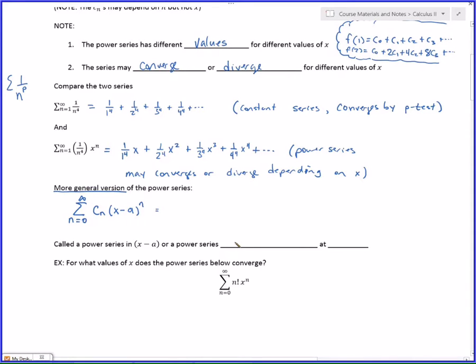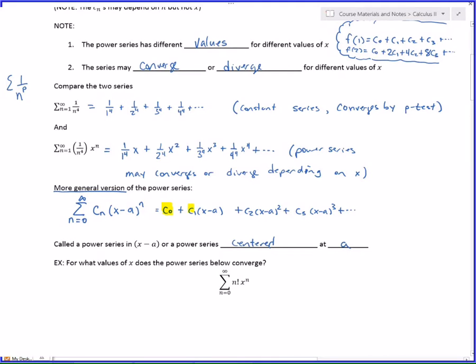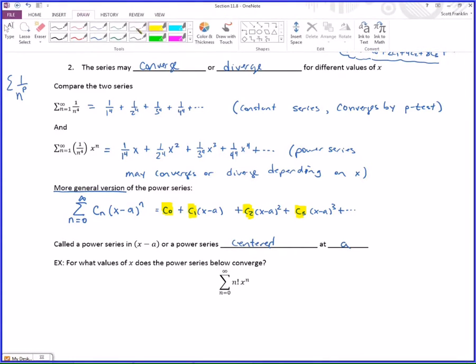I'm going to write out a few terms. Centered at a, this would look like C0 plus C1 times x minus a plus C2 times x minus a squared plus C3 times x minus a cubed plus and so on. I'm going to highlight a few things just so you see where all the pieces are. You've got a set of coefficients in every term, and because I'm just giving you a general definition, I'm writing them in as the C sub 0, C sub 1, C sub 2.